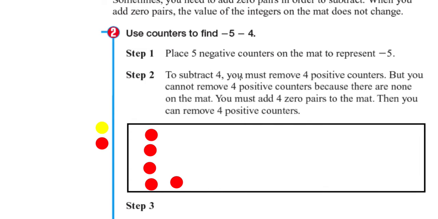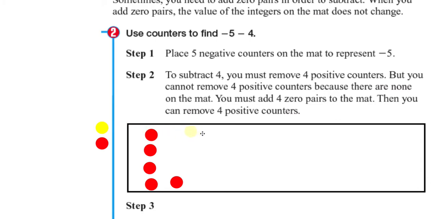Okay, you must remove 4 positive counters. But if you notice, there are no positive counters on the mat. You cannot remove 4 positive counters because there are none on the mat. So what you need to do now is add 4 zero pairs to the mat.